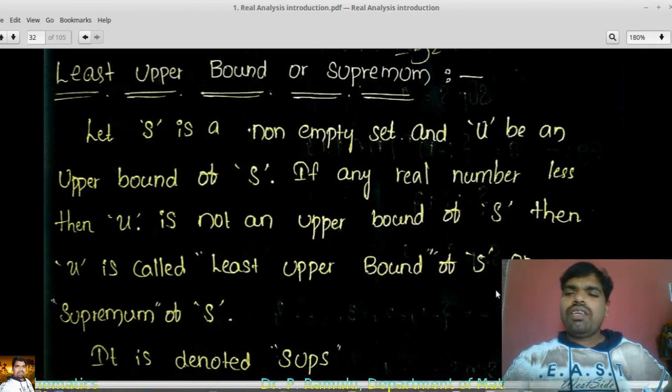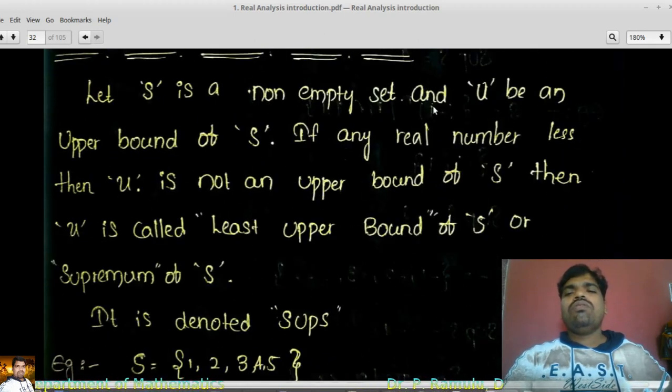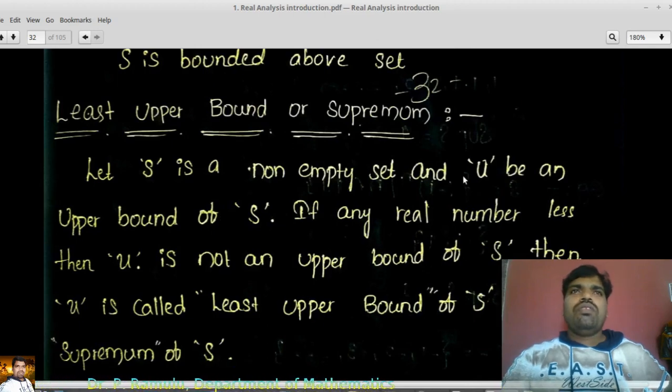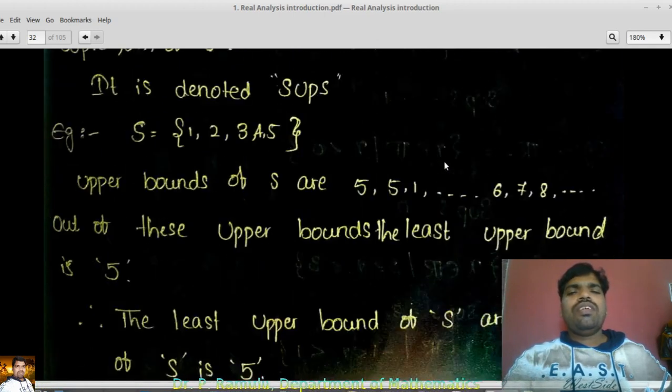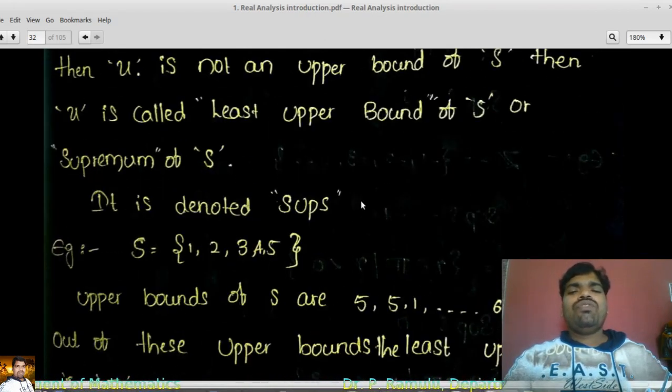See, simply you can say that you may take any real number. This is my set. If U is an upper bound of S and any real number less than U is not an upper bound of S, then we say that U is the least upper bound of S. Otherwise, it is not the least upper bound. It is also called the supremum. Suppose, for example, you can understand it here.